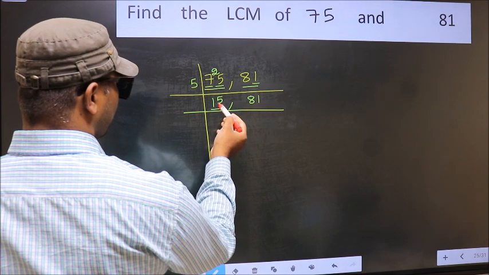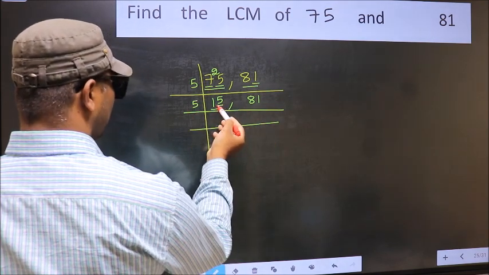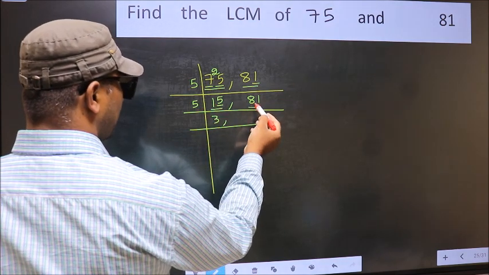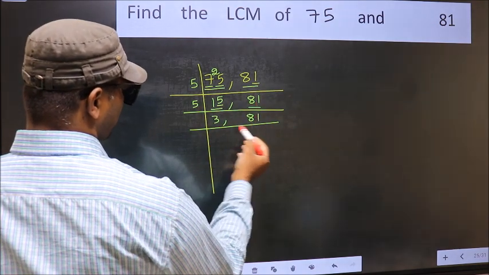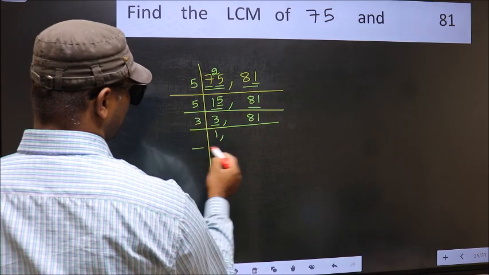Now here we have 15, last digit 5, so take 5. When do we get 15 in the 5 table? 5 3s are 15. The other number 81 is not divisible by 5, so you write it down as it is. Now here we have 3, 3 is a prime number, so 3 1s are 3.